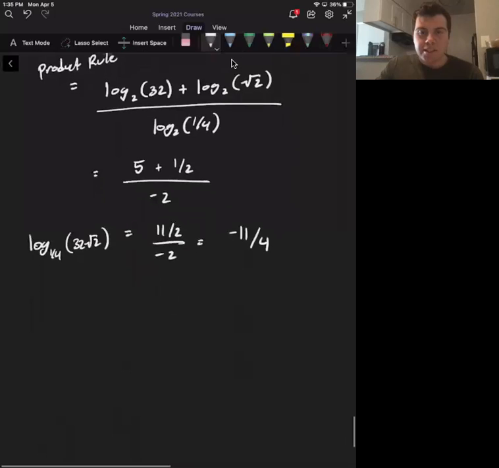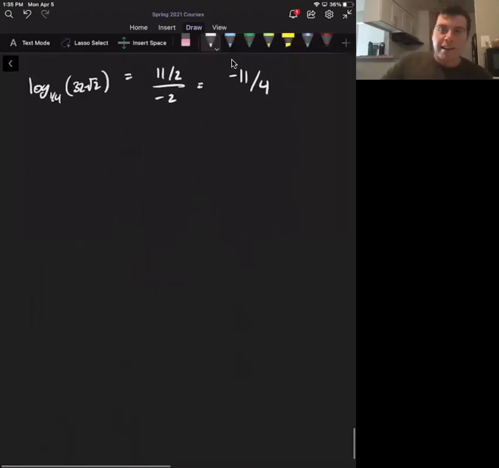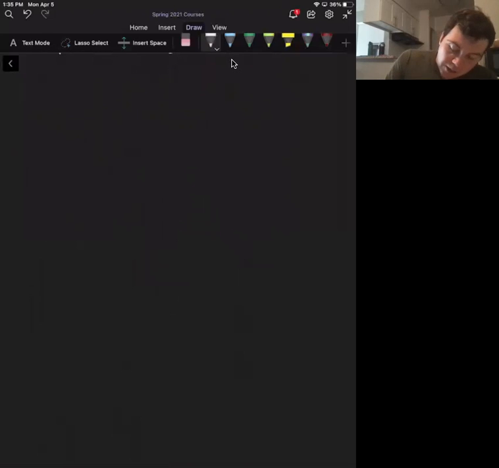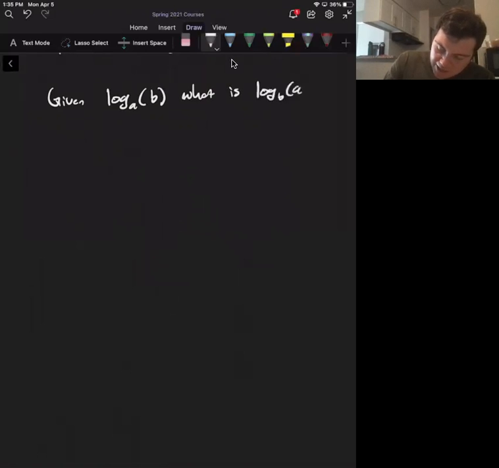All right, and the last thing we're going to talk about is just a cute identity that comes out of this change of base. So it's going to start with a question. Given log A of B, what is log B of A? This is something that usually might be like a tough question because the B you're plugging in isn't necessarily related closely to the A, but this actually has a nice answer. We can answer it just looking at the change of base.